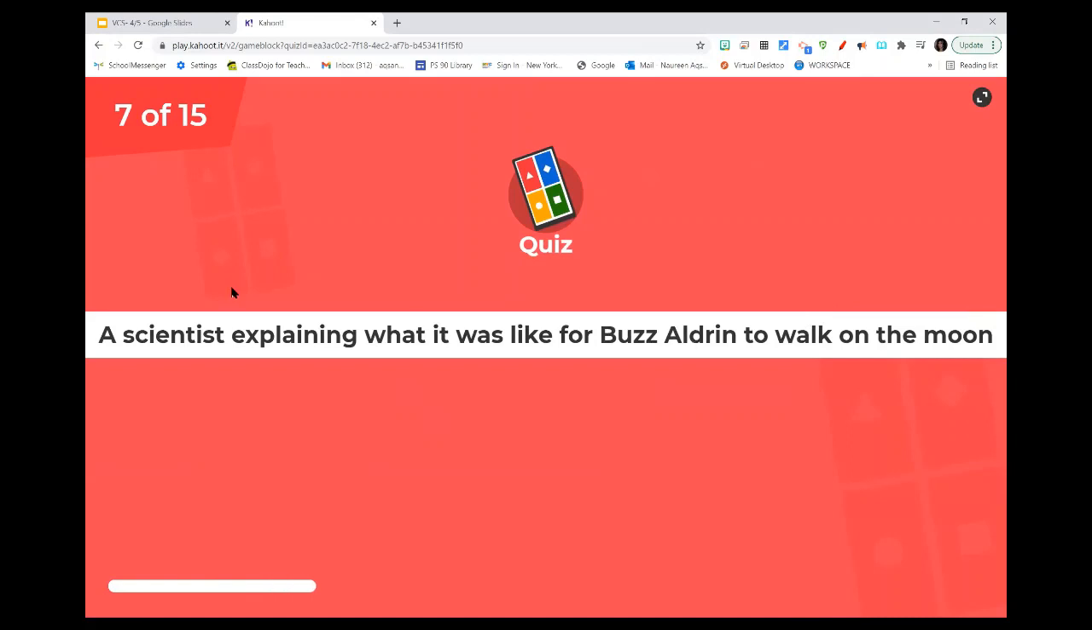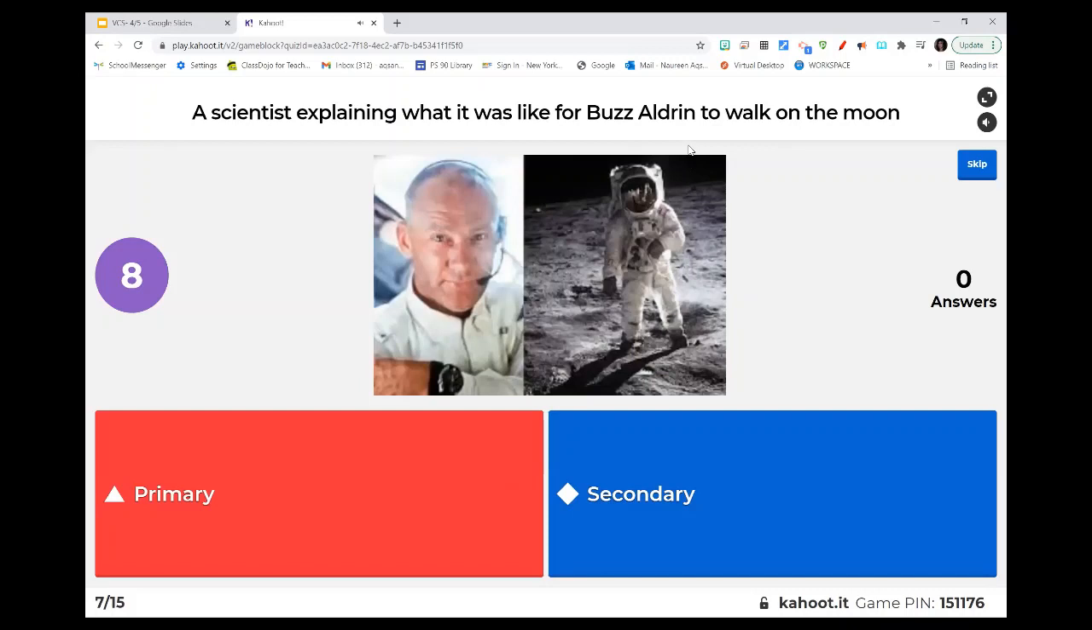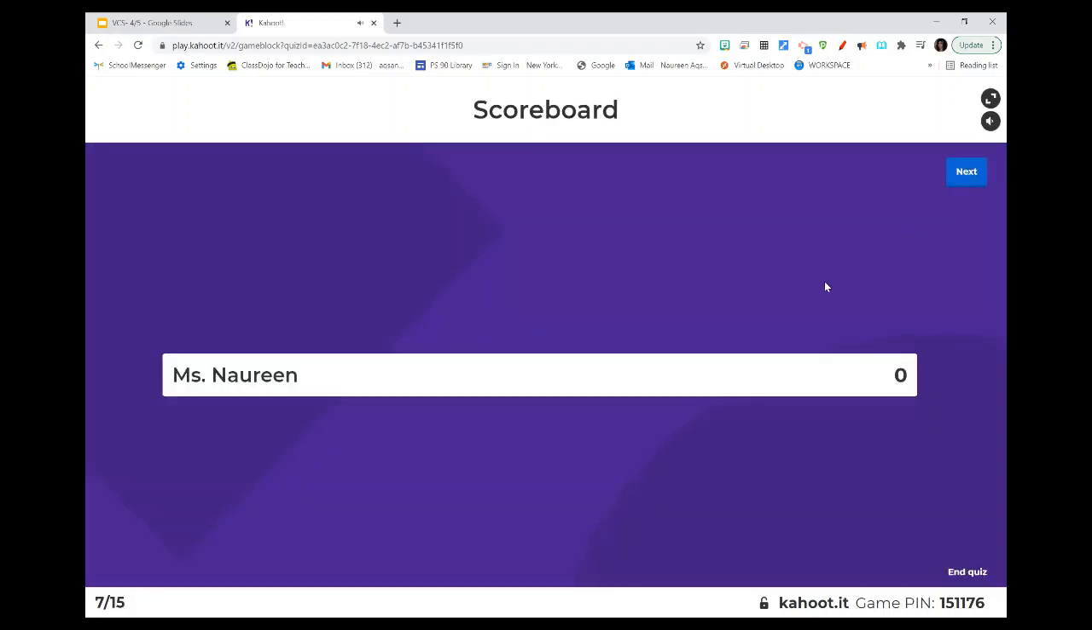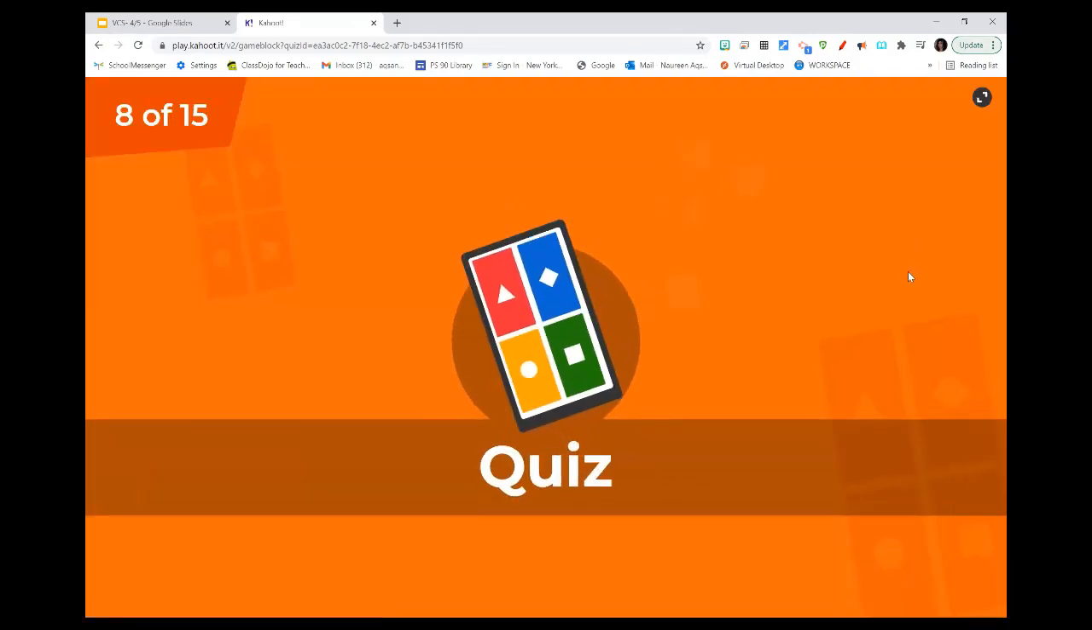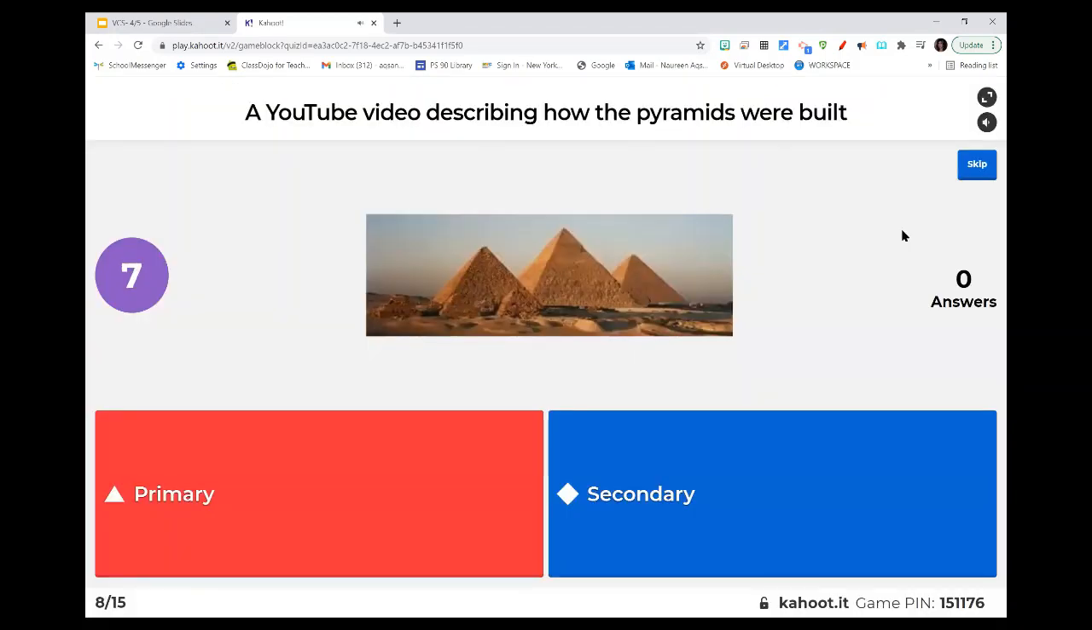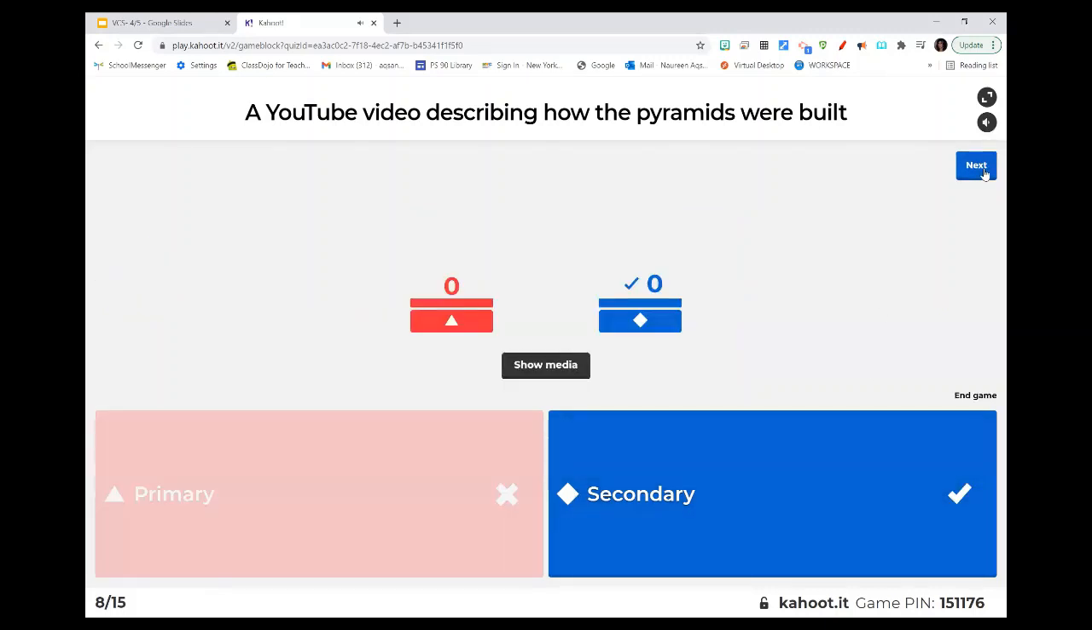Next question. A scientist explaining what it was like for Buzz Aldrin to walk on the moon? That must be a secondary source. There we go. A YouTube video describing how the pyramids were built. That one should be very simple because we know it didn't take place during the actual time, so it's a secondary source.